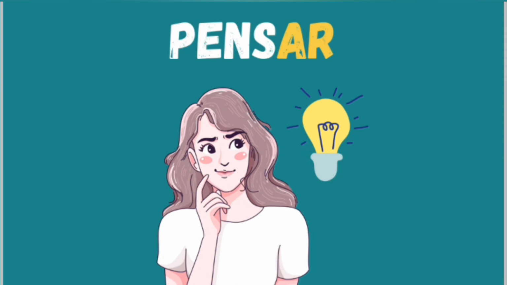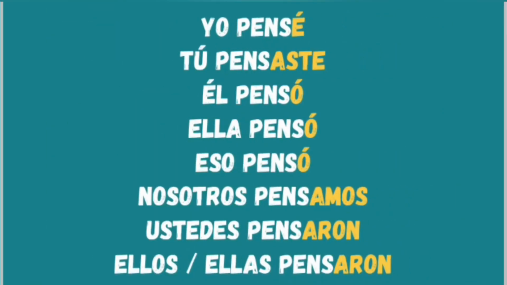Now we have this verb, to think. To think in Spanish means pensar. And this is the way we have to conjugate this verb in the indefinite past. If you want to say I thought, then you have to say yo pensé. Now, if you want to say you thought, in Spanish you have to say tú pensaste.